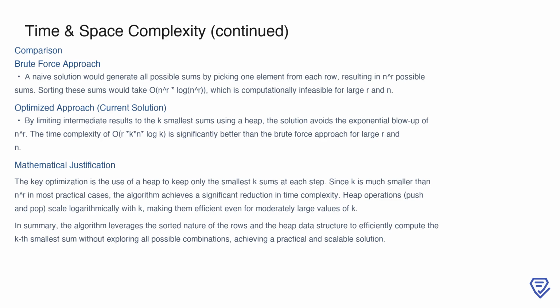In contrast, the optimized approach avoids this blowup by using a heap to track only the smallest k sums at each step. This drastically reduces the number of computations, leading to a much more manageable time complexity of O(r * k * n * log k). The improvement comes from leveraging the sorted nature of the rows and the efficient heap operations, which scale logarithmically with k. By focusing only on the most relevant sums, the algorithm achieves a practical and scalable solution for this problem, making it suitable even for larger inputs.